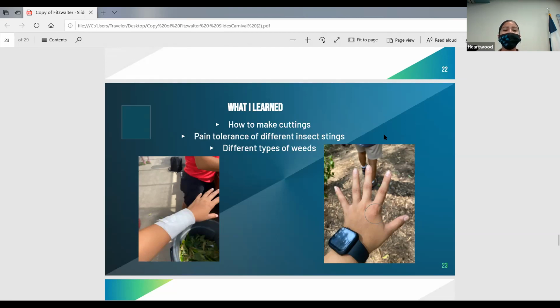And I learned about the different types of weeds, how they grow and how to take them out and how to get rid of them.